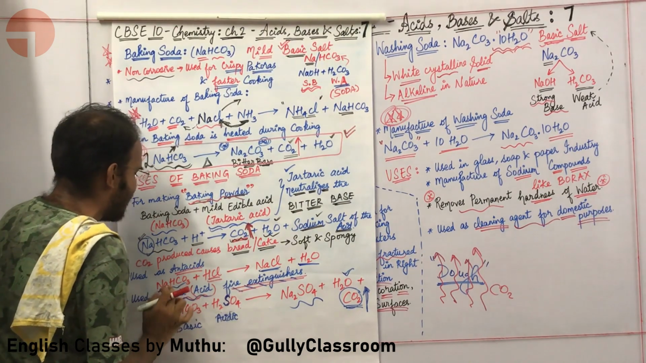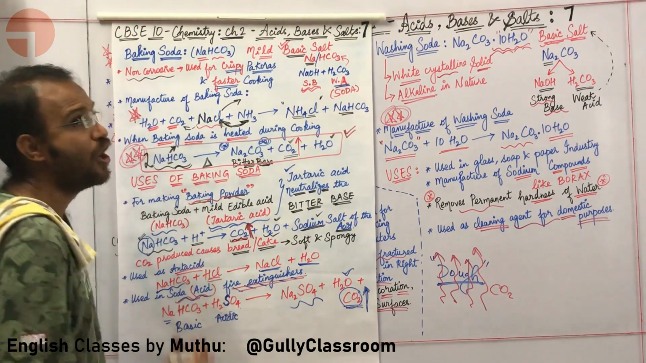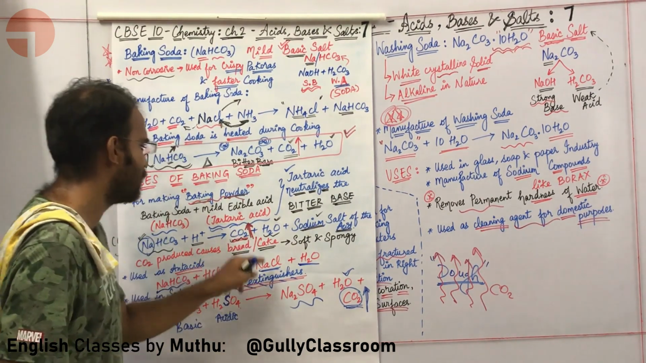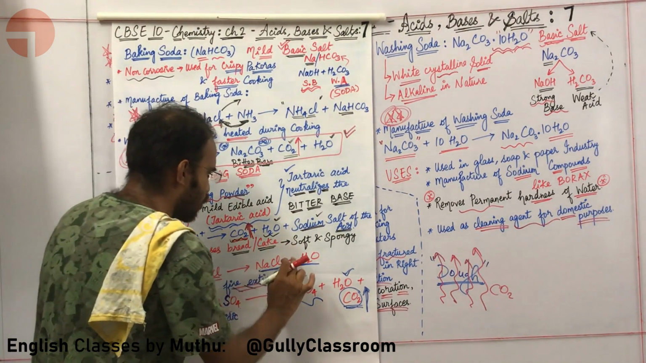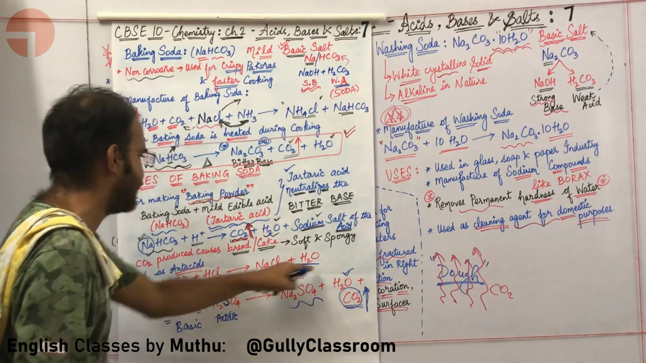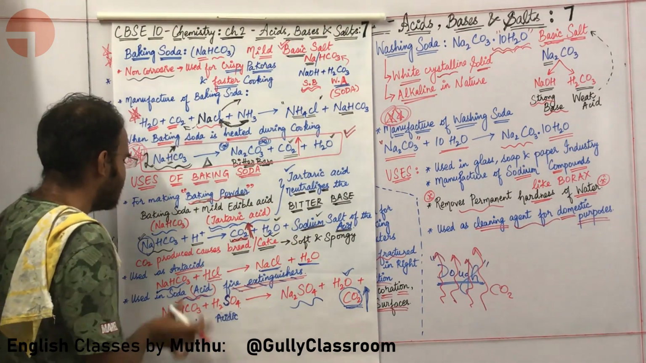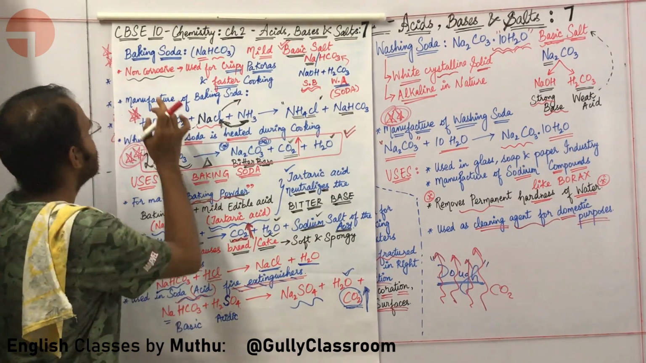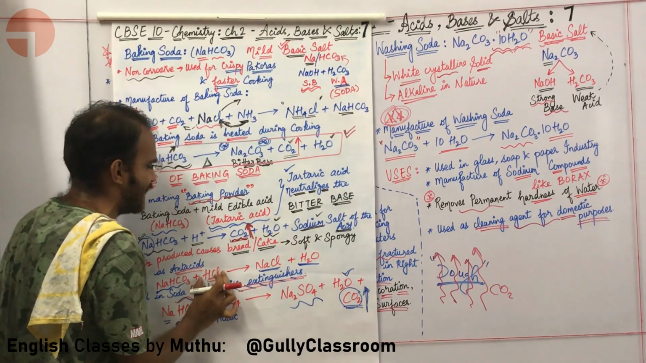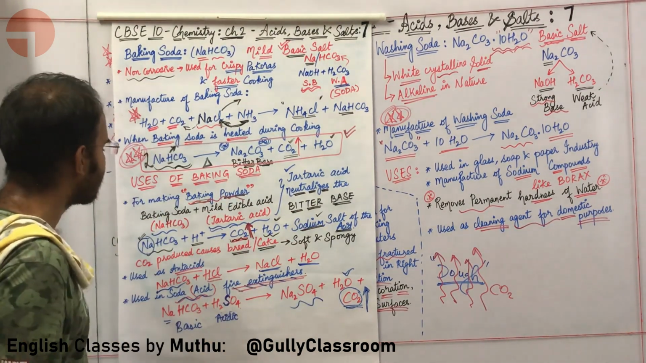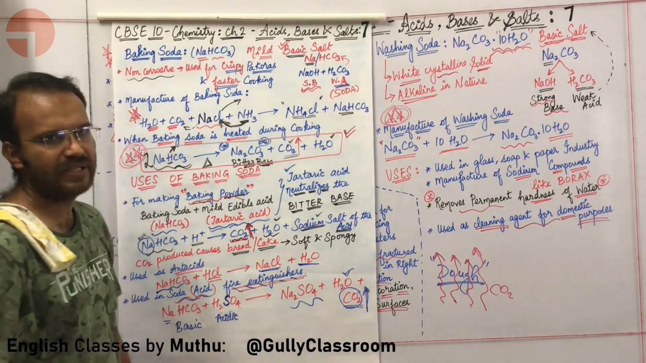When we put NaHCO3 and HCl together, what will happen? Here you will form NaCl, and also you will get water, H2O. Are you able to understand what is happening? Basically, our baking soda is neutralizing the excess hydrochloric acid to form NaCl and water. Okay, sir. What is the last application?